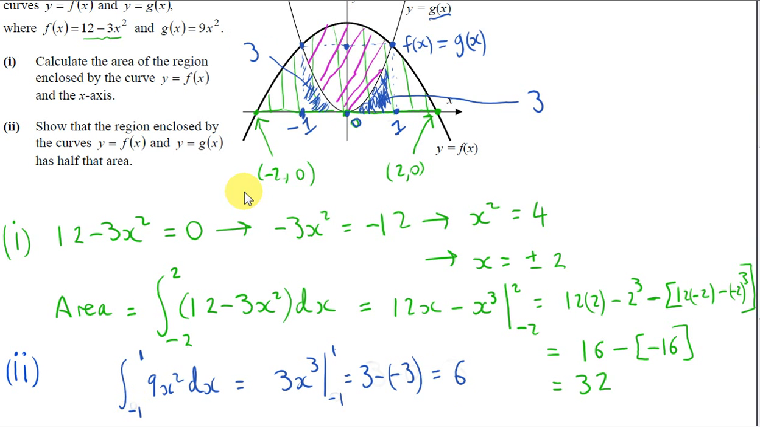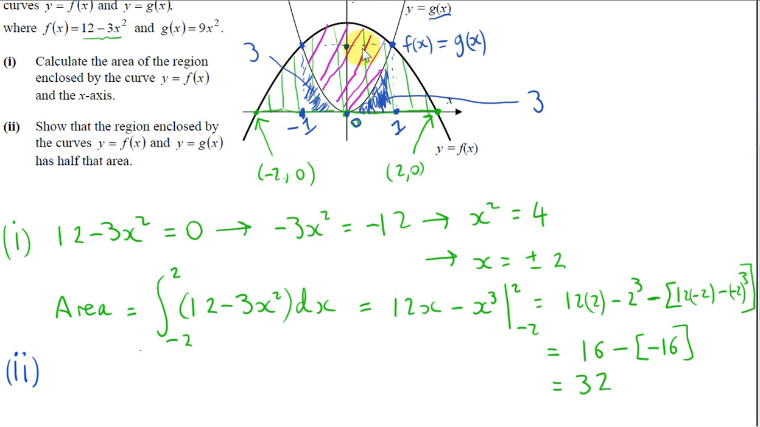Now if you had integrated from minus 1 to plus 1, you get 3 when you plug in the upper limit, then you have a minus sign. If you plugged in the lower limit minus 1, you would get 3 times minus 1 cubed. Well that's 3 times minus 1, which is minus 3. You'd end up getting plus 6.